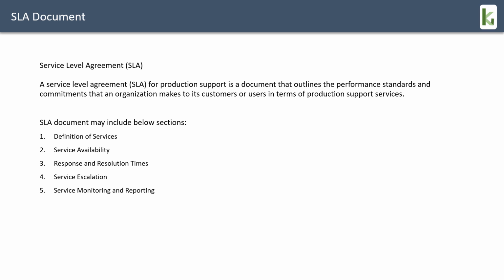Service monitoring and reporting is the next section. This should outline the methods and frequency of service monitoring and reporting, as well as any specific metrics that will be used to measure the performance of the production support services.